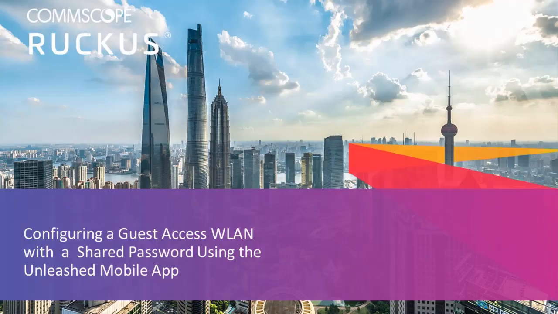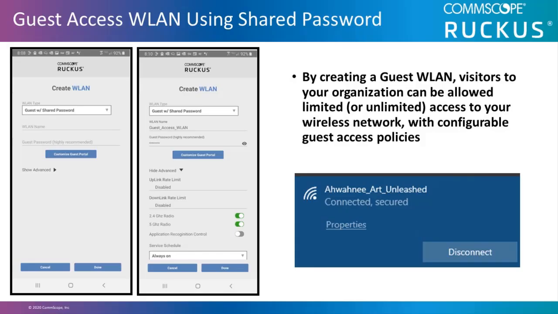In this video, I'll demonstrate how to configure a guest access wireless LAN using a shared password with the CommScope Ruckus Unleashed mobile app. By creating a guest wireless LAN, visitors to your organization can be allowed limited or unlimited access to your wireless network with configurable guest access policies.